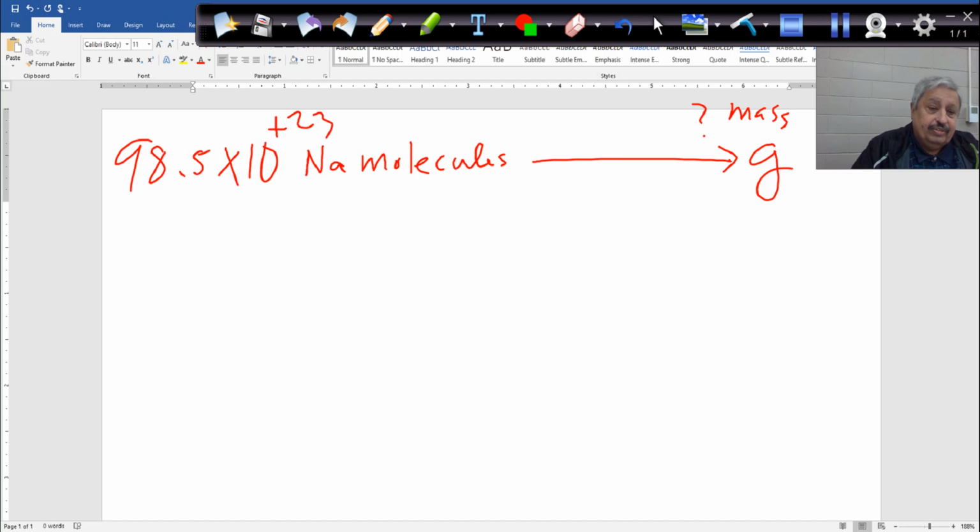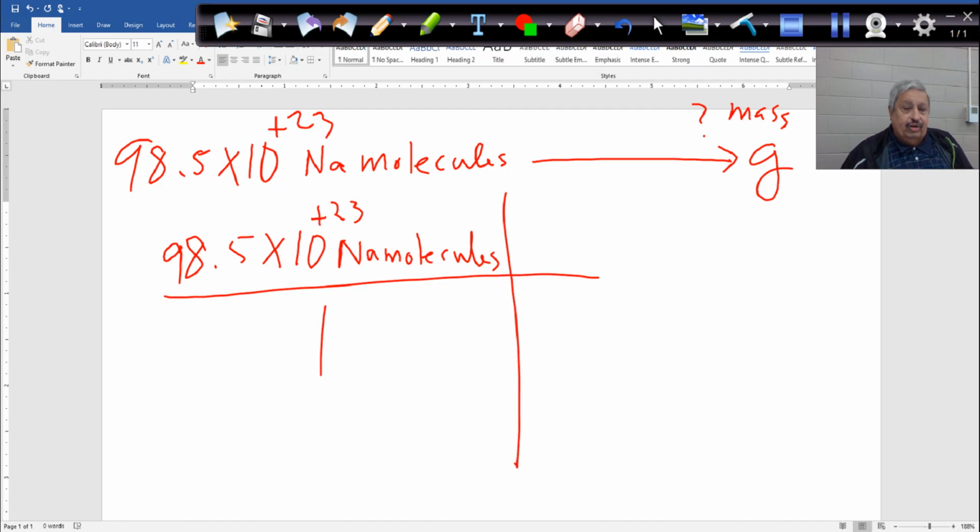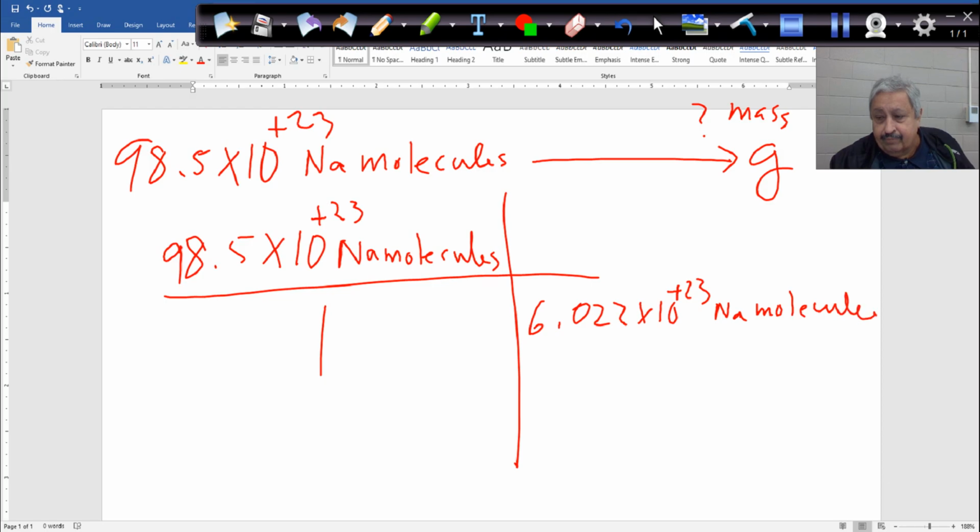Well, the first step we'll do the same thing we did with the table here. 98.5 times 10 to the power plus 23 sodium molecules over 1. We have to divide by Avogadro's number. Avogadro's number is 6.022 times 10 to the power plus 23 sodium molecules per what? Per 1 mole. That's the definition. Correct?